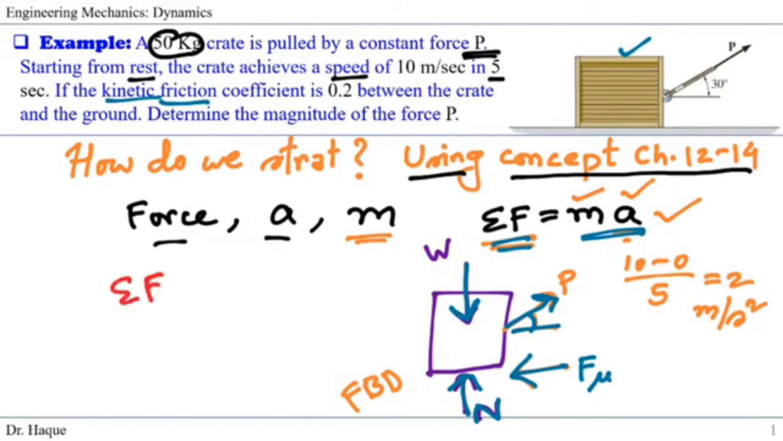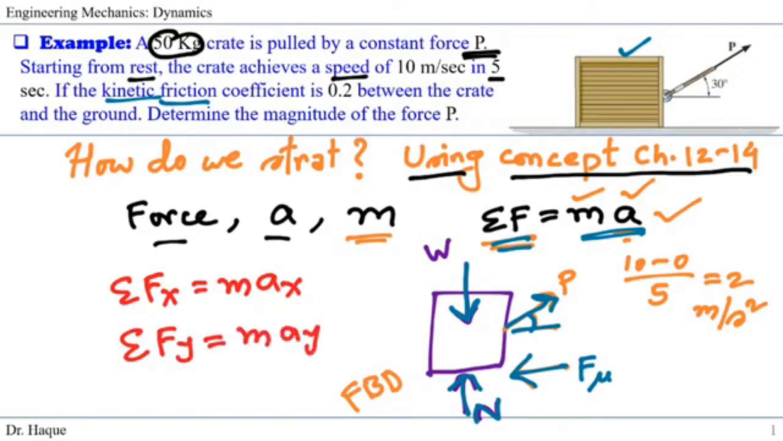I can do summation of force in x. In that case, my right side says ma_x. I can do summation of force in y, or I can take summation of force in this direction. So I have three options. Well, which one should I choose?